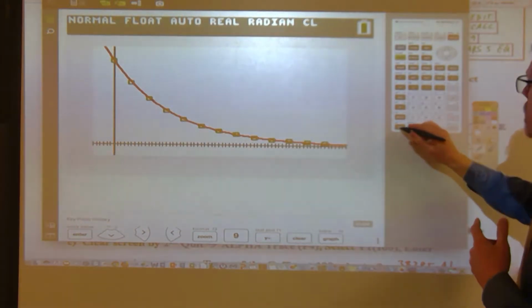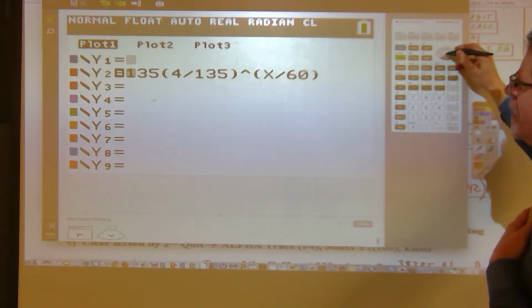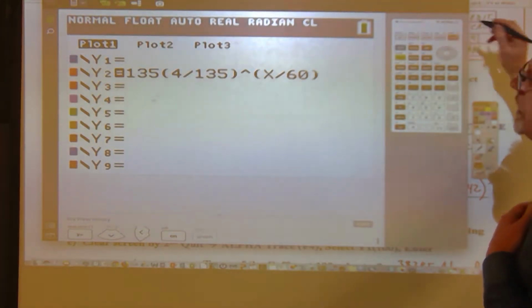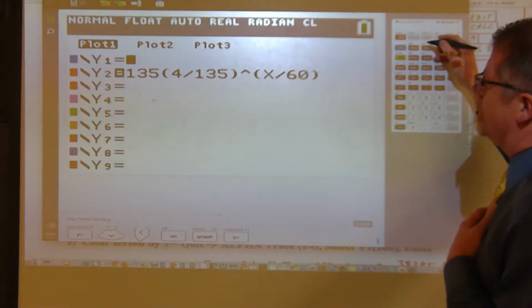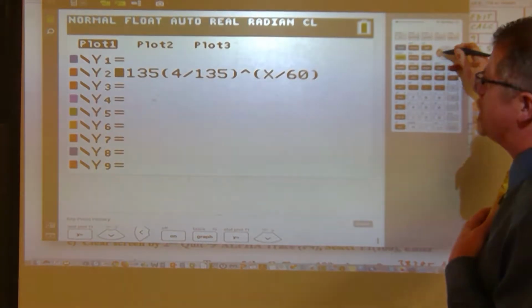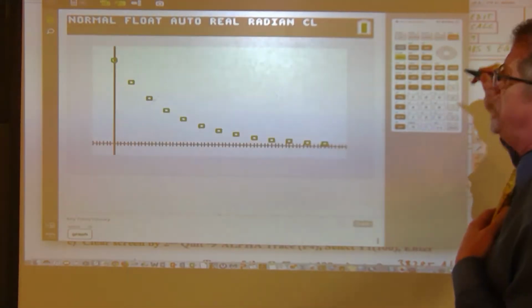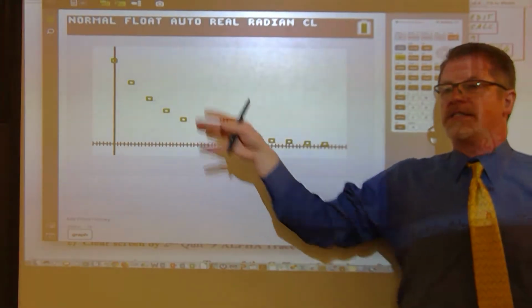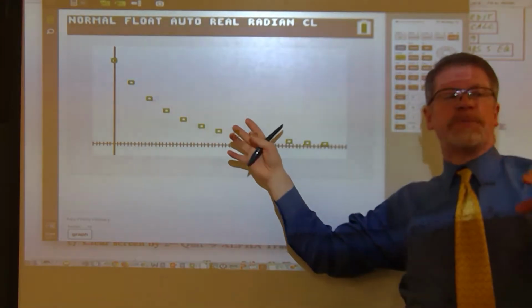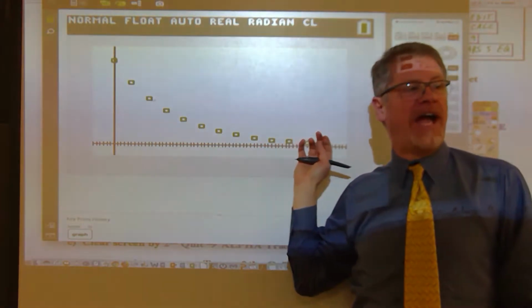So here's what you, wait, I got upside down. How do you get to the plot? If you hit Zoom 9, then you might get an exponential decay pattern that looks like this.